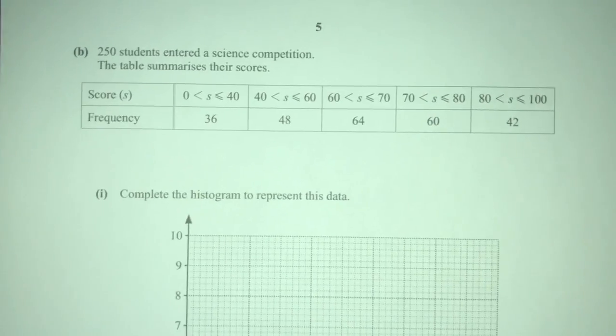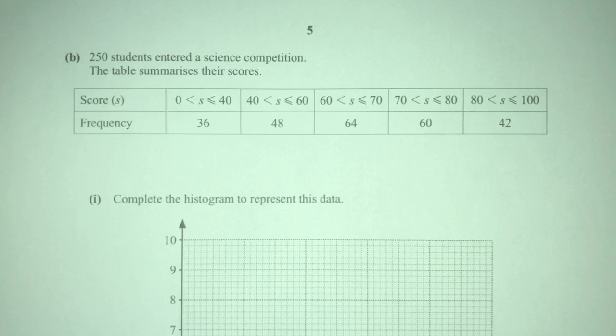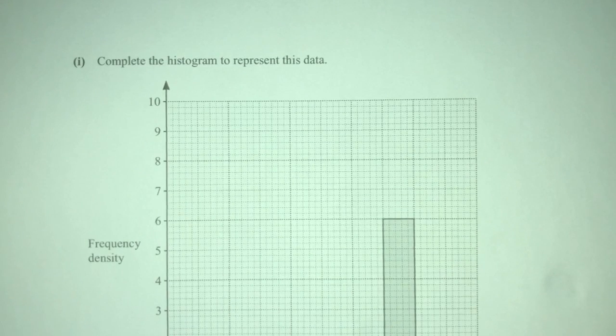So here we have what? We have 250 students entered a science competition. The table summarizes the scores. As you can see, we have scores here and we have frequency. Okay, so there's information in the table below. Part 1, we have to complete the histogram to represent the data above.